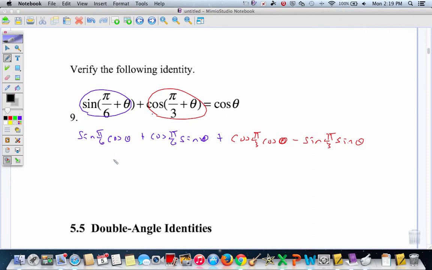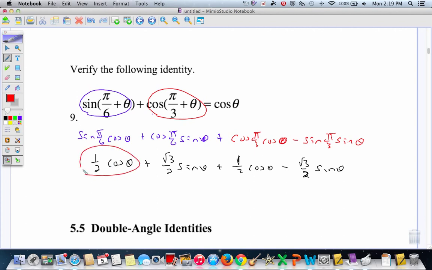So note that you have to be able to remember our cosine formulas from our previous section. The sine of pi over 6 is 1/2. The cosine of pi over 6 is square root of 3 over 2. The cosine of pi over 3 is 1/2. And the sine of pi over 3 is the square root of 3 over 2. So we substitute our angles, again, off of our unit circle, those functional values right there.